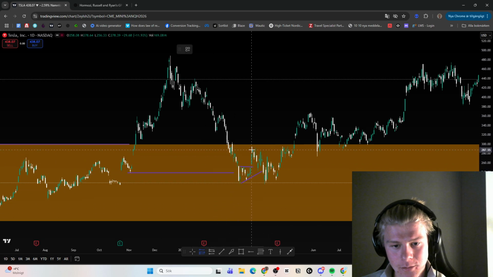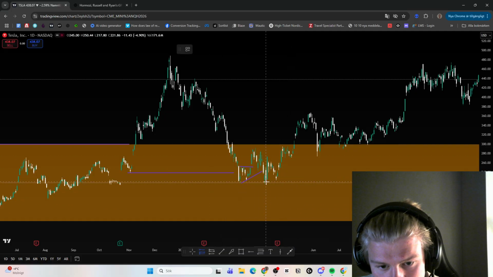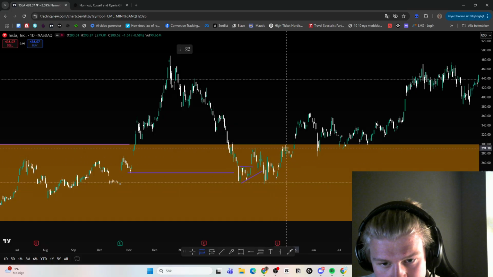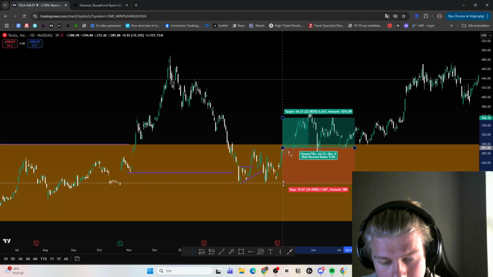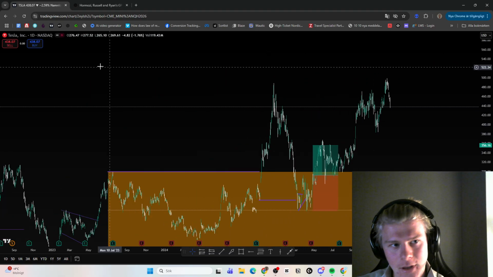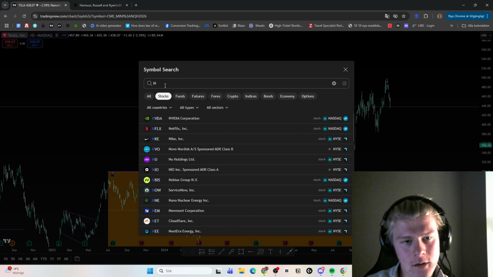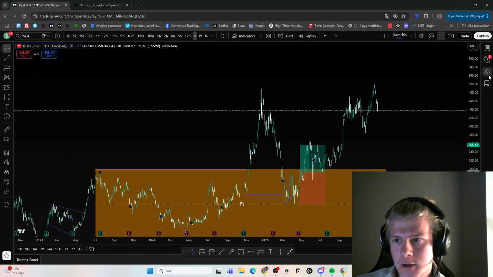So breakout, look for that. Look at all the liquidity being engineered. Swept, we sweep that low, and boom, we validate. That's where you want to enter on the daily if you want to swing trade. If you want to trade on the intraday, you just do this but on the lower time frame, right? Like on the Nasdaq. Let me just go back.